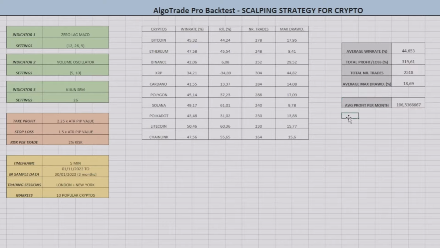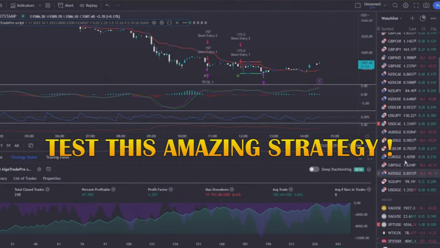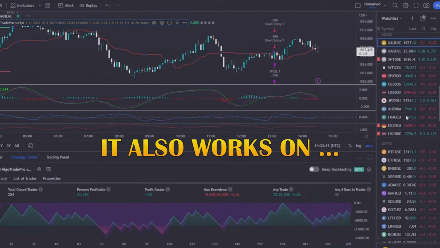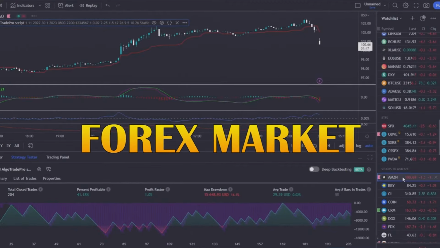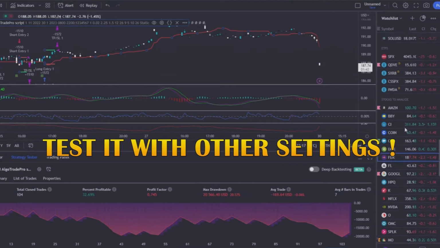Therefore, we are able to confirm that, in fact, this strategy of the millionaire trader achieves the results stated by him. As such, I strongly advise you to test this strategy, not only in the crypto market, but also in other markets like in the forex and stock markets. You can also test it with other rules or settings.